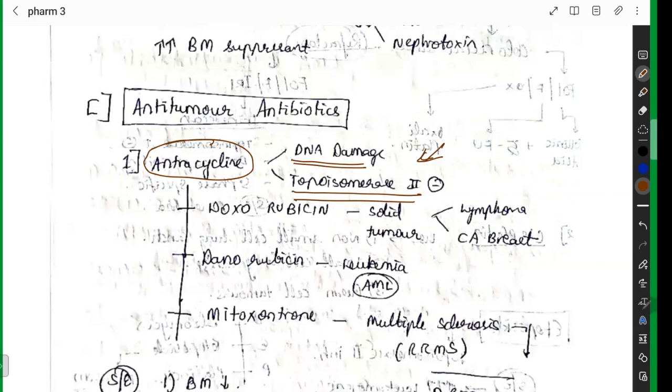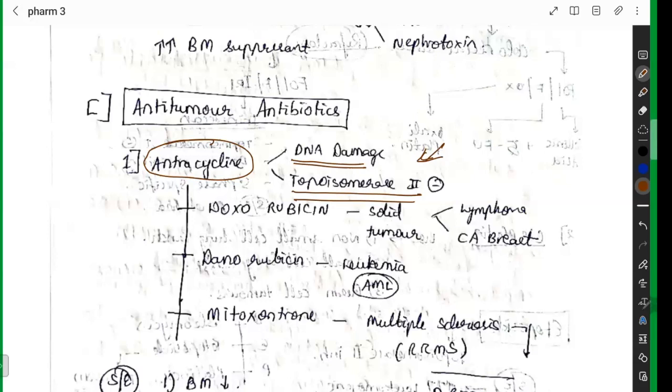Can you tell me topoisomerase 1 inhibitor? I'll be repeating like this again and again because it has to get memorized in your mind. Very good. It is irinotecan. Very good. Now you have another topoisomerase 2 inhibitor, but not just topoisomerase 2. It is also going to cause DNA damage.